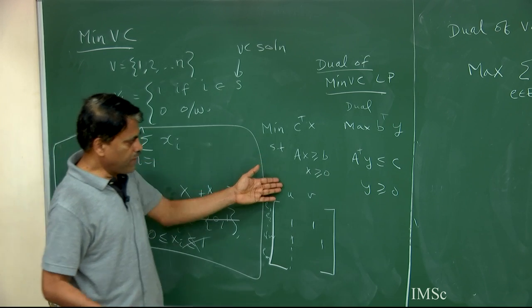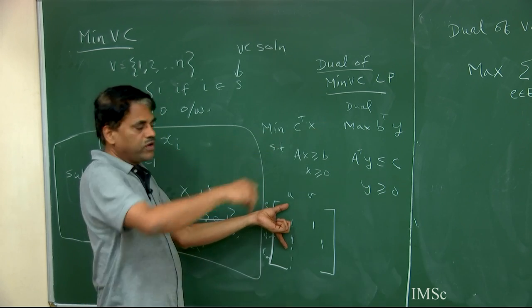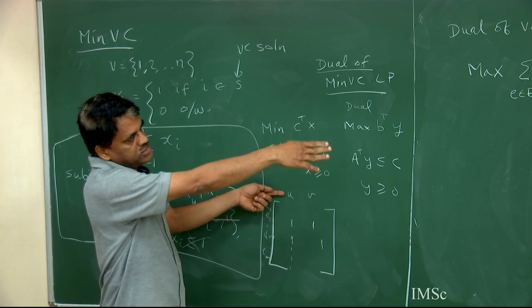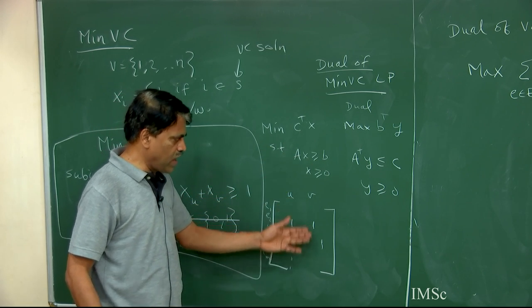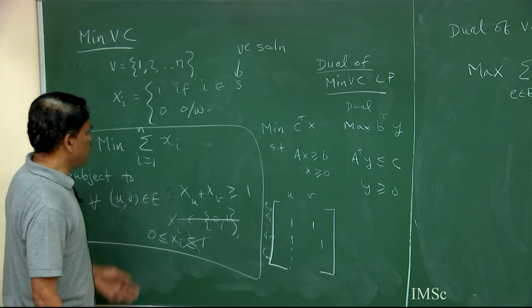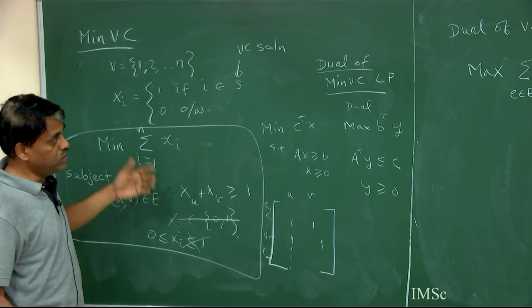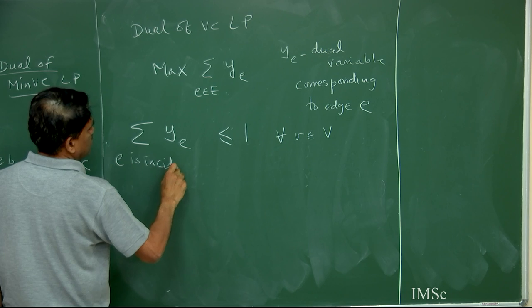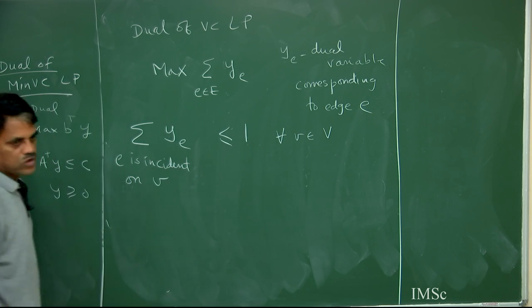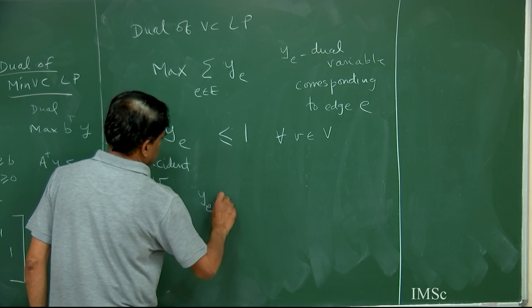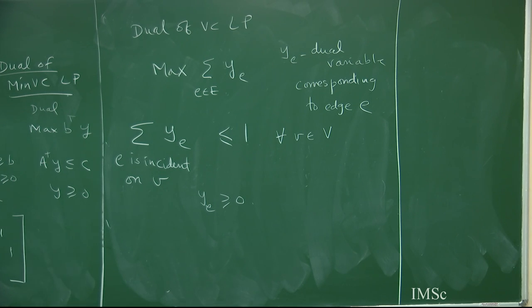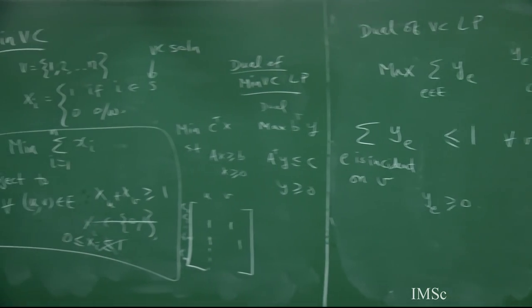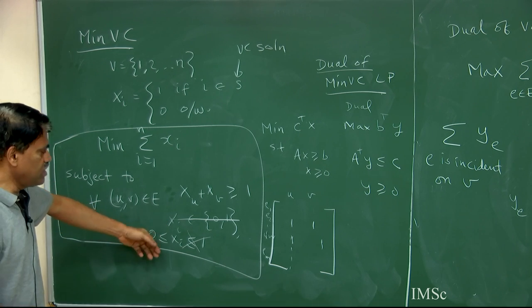So if I have to write the column as a constraint for the dual, the columns correspond to vertices, so for every vertex v, look at all edges incident on that vertex. For each one, the coefficient would be 1 here, because the coefficient comes from the objective function. That's good. So it is summation of y_e, e incident on v, is less than or equal to 1, and y_e is greater than or equal to 0. What happened was you just flipped the incidence. Yeah, that's a transpose of the incidence matrix. Okay, good. So I relaxed the vertex cover LP, took the dual.